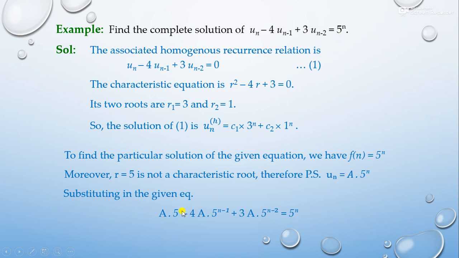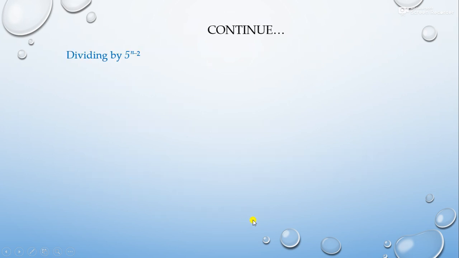Now from this we have to solve this equation and calculate the value of the constant A. So now solve it, and for solving it, first we divide it by 5 raised to the power n minus 2.